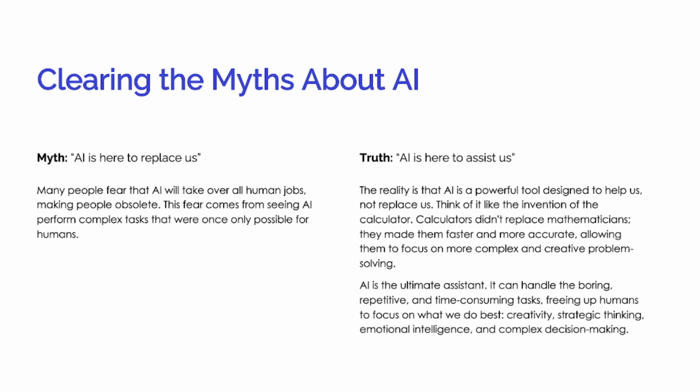Imagine now, before, to send thousands of emails, you would need to do it one by one, but now with AI tools, you can easily forward recurrent emails. AI is the ultimate assistant. It can handle the boring, repetitive, and time-consuming tasks, freeing up humans to focus on what we do best, which is creativity, strategic thinking, emotional intelligence, and decision making. Because machines have not really evolved to do these things better than humans can, which is creativity.